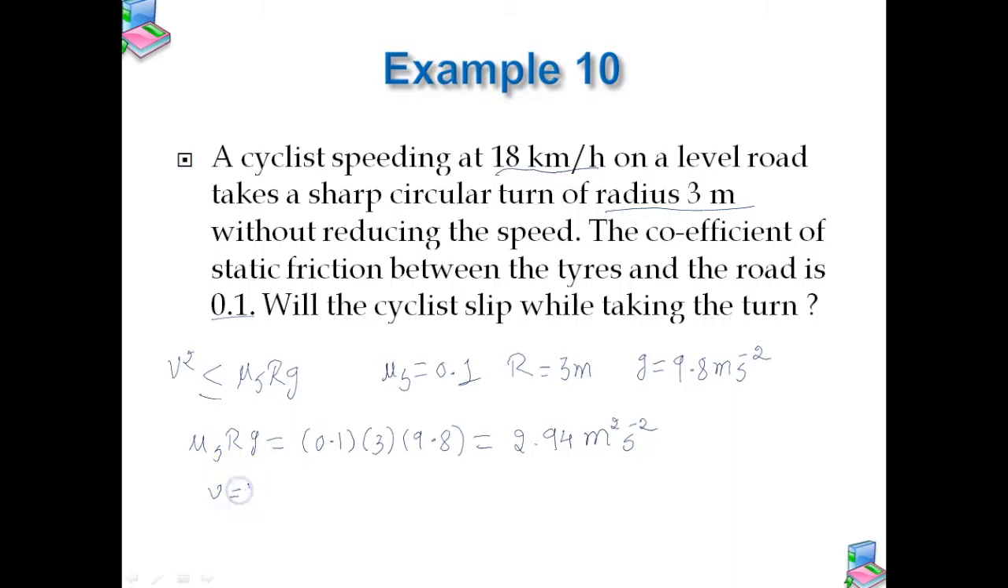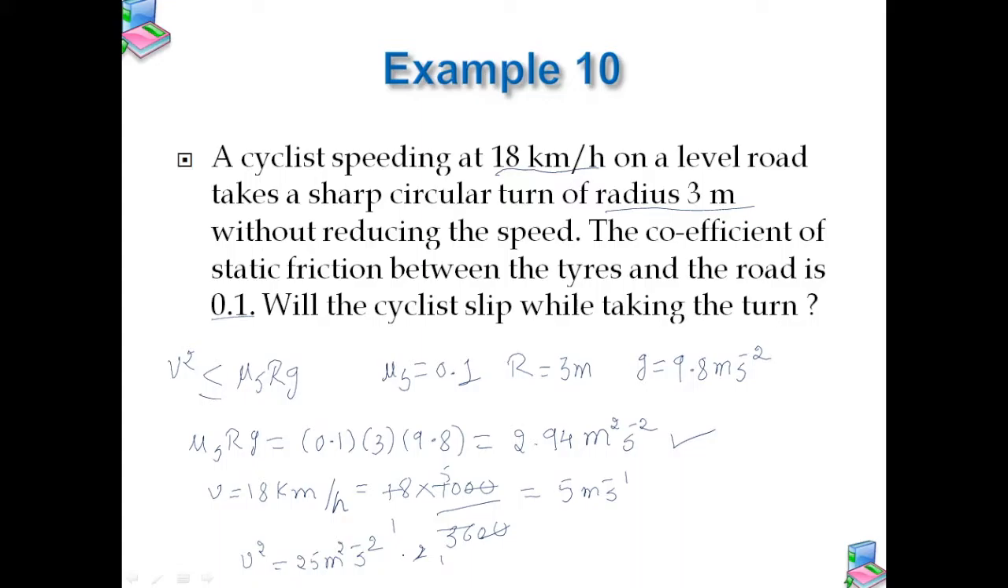So the given velocity is 18 km per hour. If you convert it in terms of seconds, since one quantity is in meter square per second square, we should convert this quantity into the same unit. So 18 multiplied with 1000 by 3600. 18 ones are 18, twos are, 2 ones are, and 2 fives are, we get 5 meter per second, the velocity. So if you consider v square, we get 25 meter square per second square.